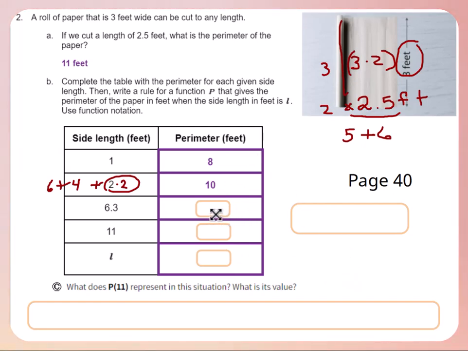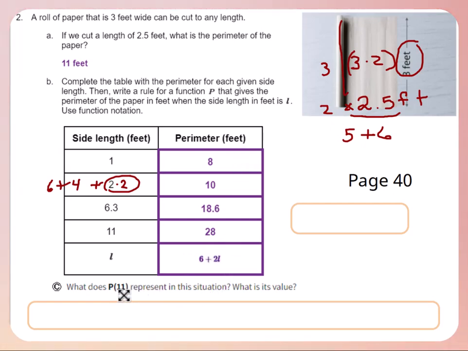All right, for a side length of 6.3, we have 2 of those. Add those together to 3 plus 3, 6, and you'll get 18.6. All right, if we cut this bottom to 11, we're going to have to double that because we have a bottom and a top. So that's 22 plus 6 gives us 28. So what is the rule? Okay, we've worked through some of these. You should realize that we're multiplying the length that we're given by 2, and then we're adding on 6 to get the perimeter. So this is our rule for perimeter in feet.